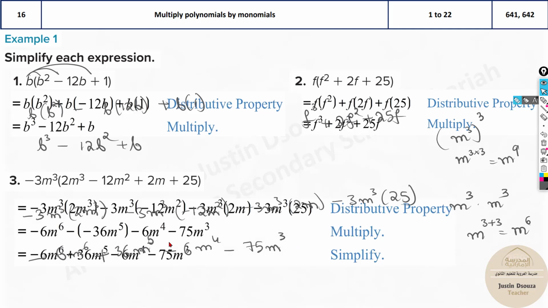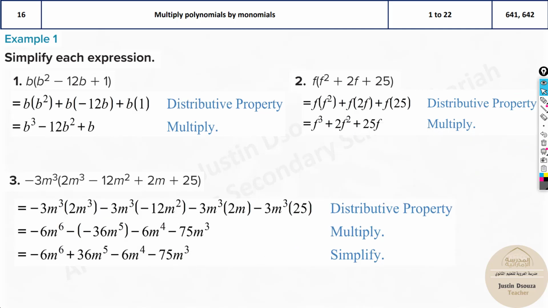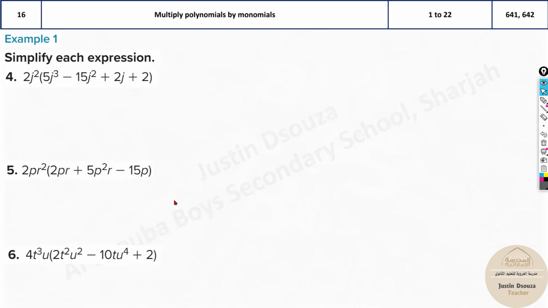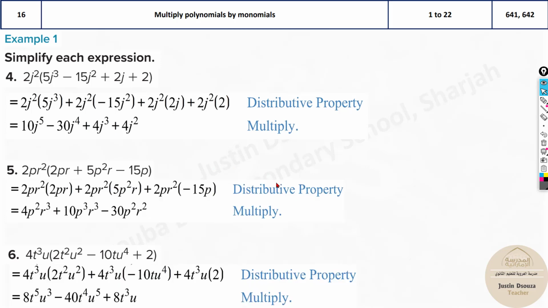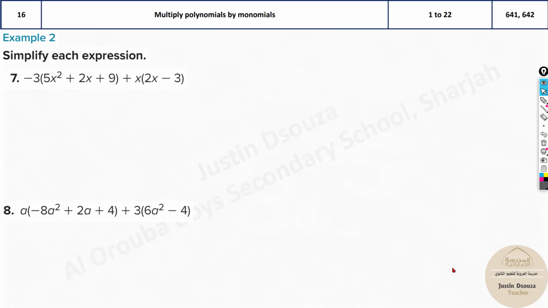You can check the answers. Very simple problems just by using the distributive property. You know you're distributing this evenly, right? That's the distributive property, and then multiplying and simplifying. Please do the other problems by yourselves. These are all the same type and all the answers are shown over here. Please do it by yourselves.